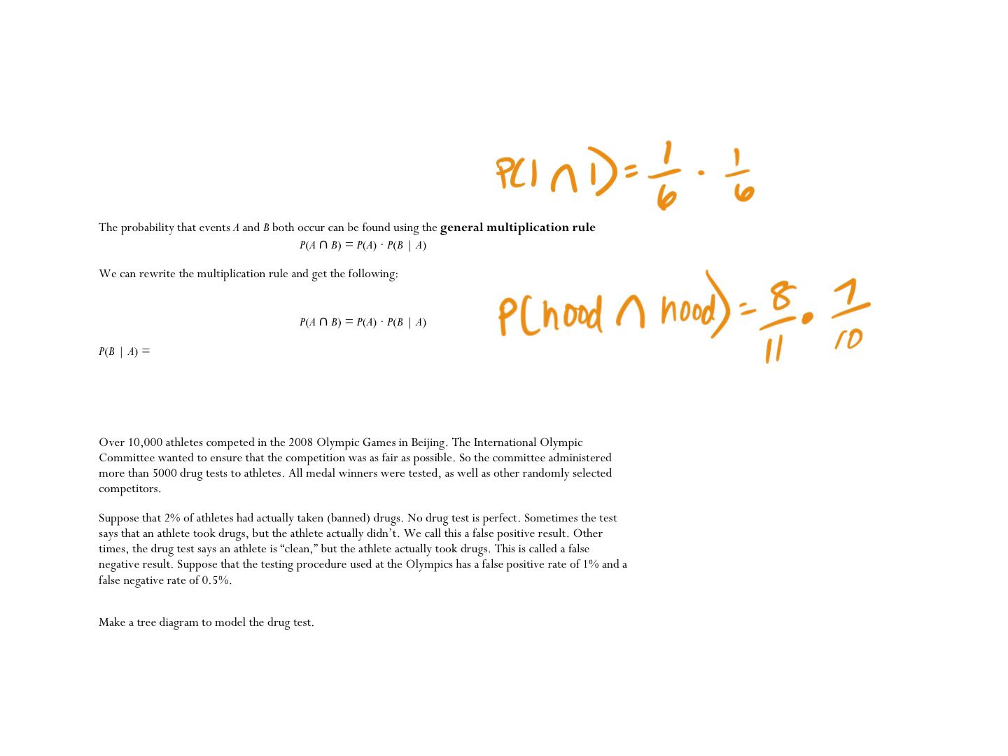The probability of A and B occurring is equal to the probability of A occurring times the probability of B if A has occurred. Okay?